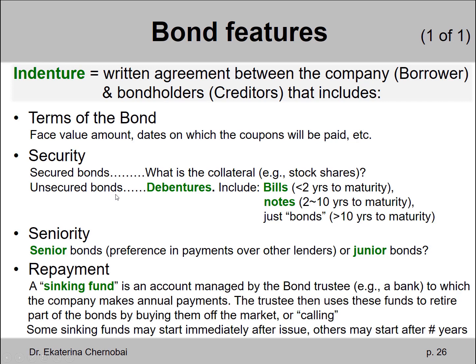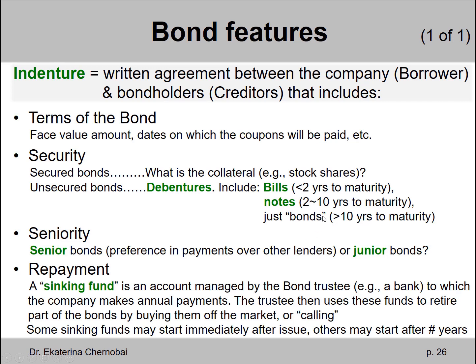Unsecured bonds are also known as debentures. And this is basically what this whole chapter is on. We never talk about any sort of collateral. So unsecured bonds are just a promise from the company that sells the bonds that it will make the required coupon payments and the face value at the very end. Technically, in this chapter, we call all the different types of bonds bonds, but anything that has less than 2 years to maturity is also known as bills. 2 to 10 years to maturity is also called notes.